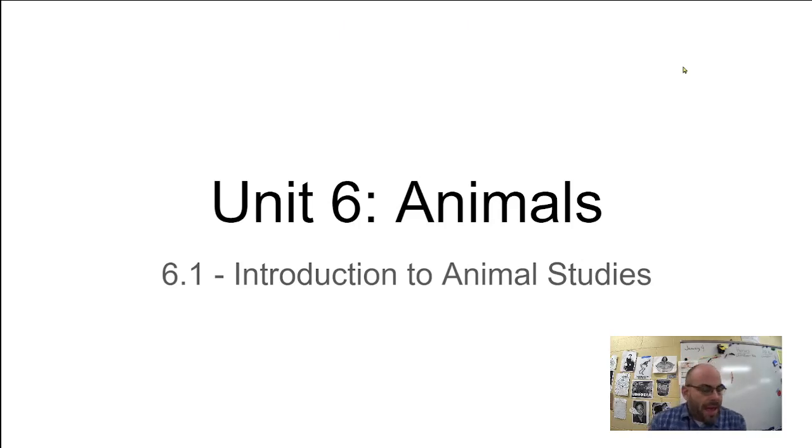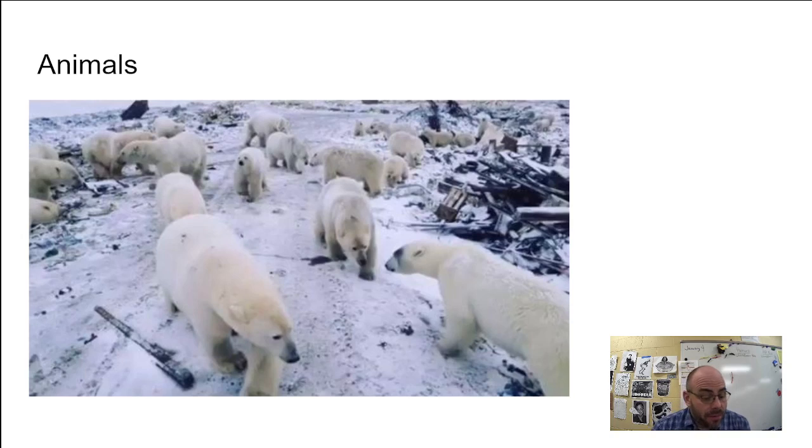It's Unit 6, Animals. In this unit we are looking at 6.1, Introduction to Animal Studies, looking at things that apply to all animals. Let's go ahead and do it. So animals, what are they? They are multicellular, eukaryotic, heterotrophic organisms in which their cells do not have cell walls. There you have it. That is a definition for animals.